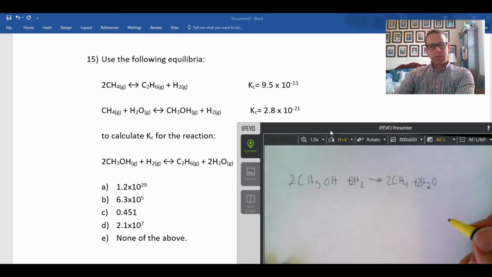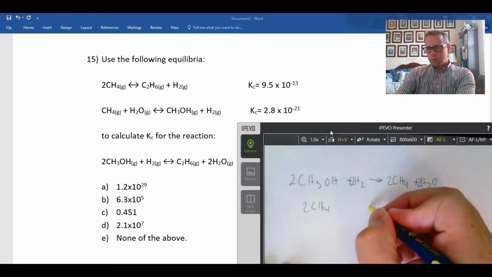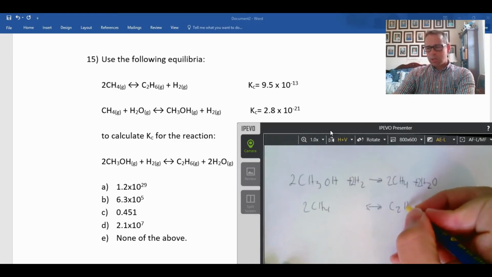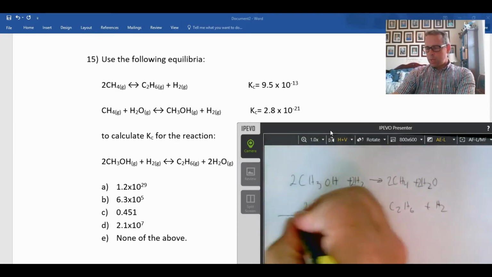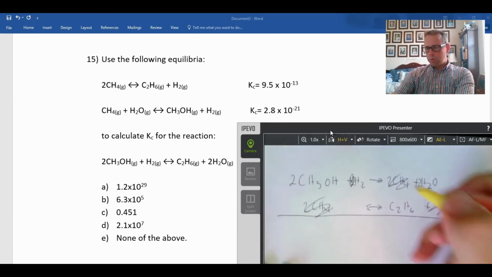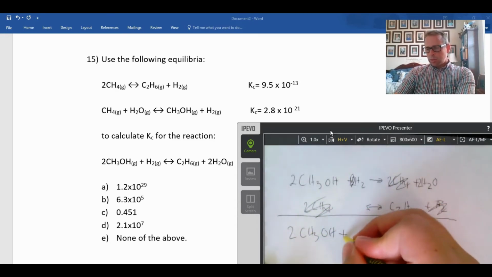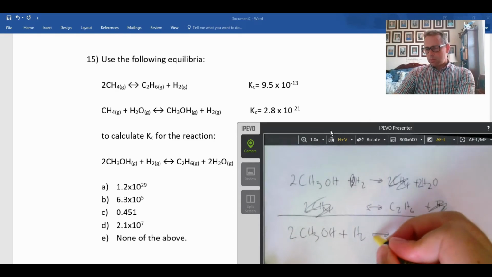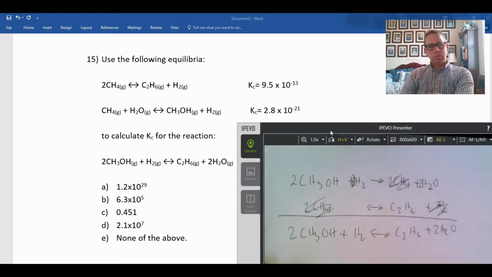And then we added it to the top reaction there, which is 2 CH4s in equilibrium with C2H6 and hydrogen gas. So once we add these two together, the 2 CH4s cancel out. This cancels out. We're only left with one of these. So we have 2 CH3OH combining with the hydrogen gas, and we're left with a C2H6 and 2 H2Os. All right, so that's our chemical reaction.